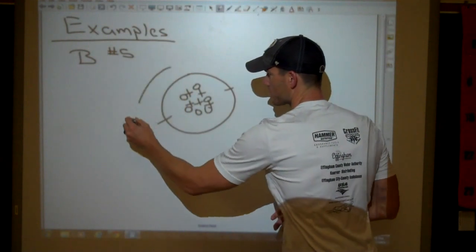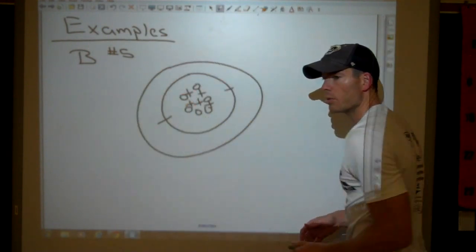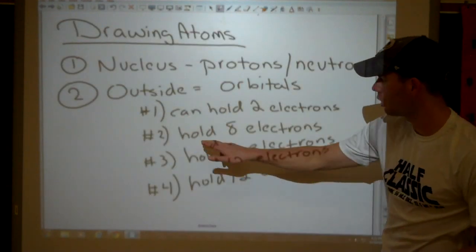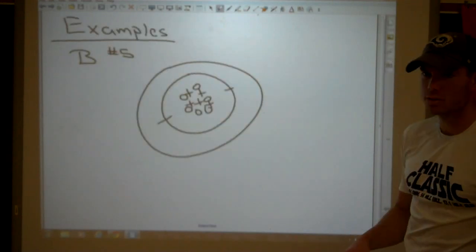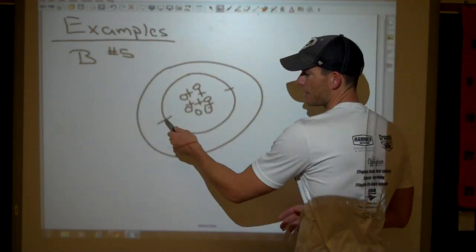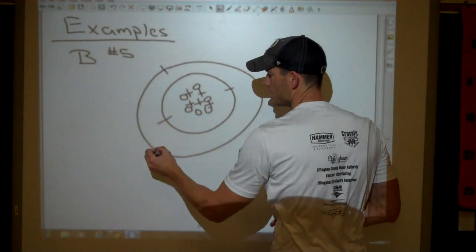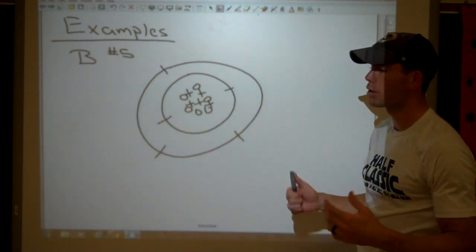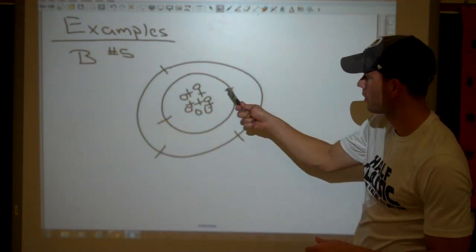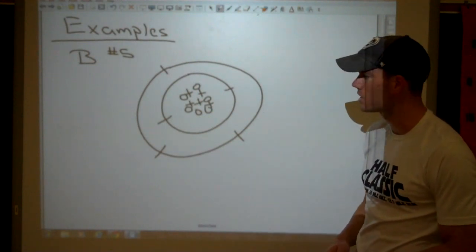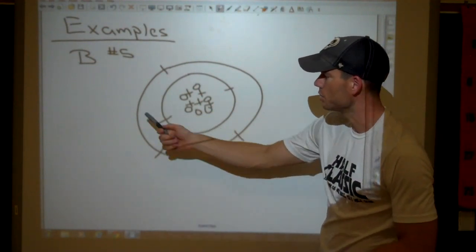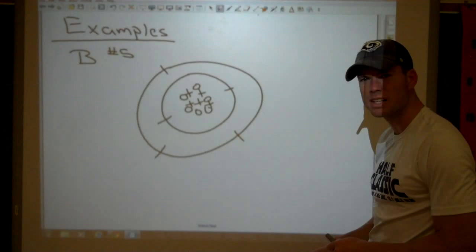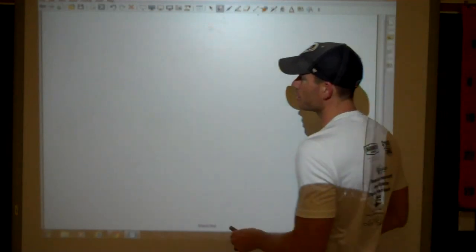So you go ahead and draw your second shell. Remember, the second shell can hold 8 electrons. However, we only need to put 3 in there to get up to 5. We already have 2, so let's put 1, 2, 3. And so now I have correctly drawn boron. There's my 1, 2, 3, 4, 5 electrons. Using the first shell, hold 2. Second shell can hold 3. Pretty easy, right?